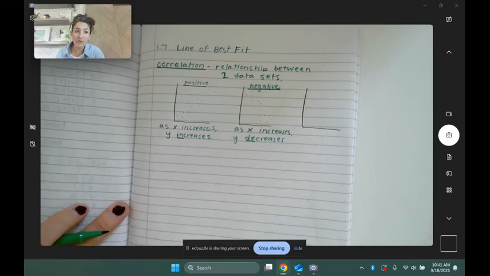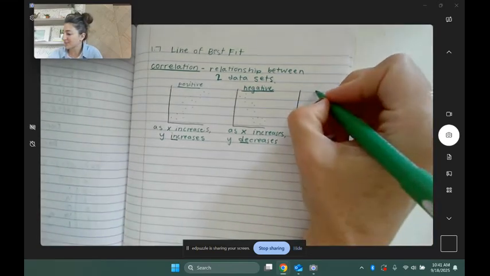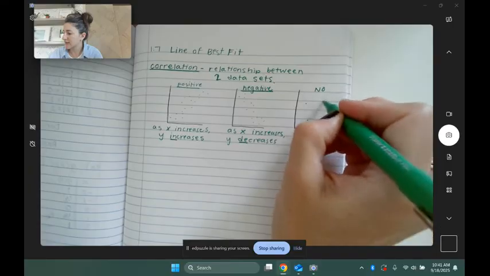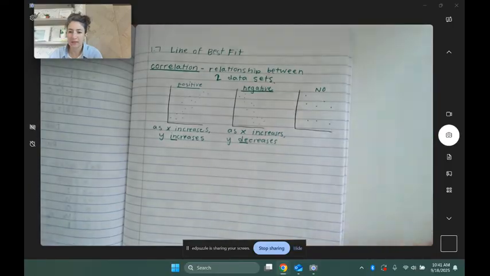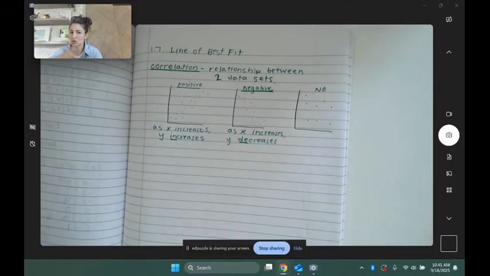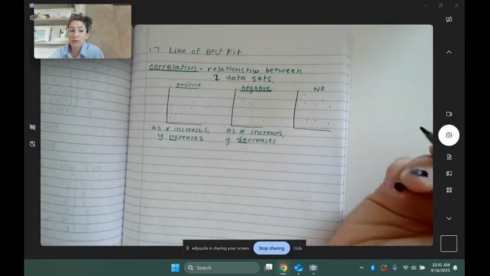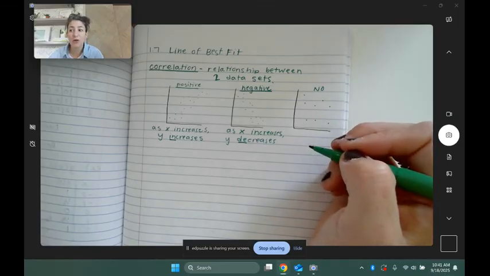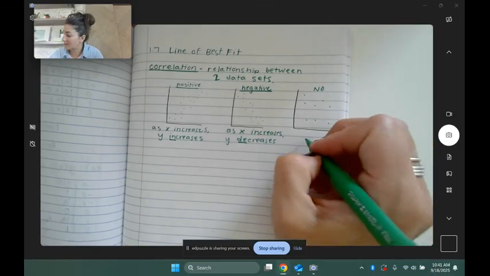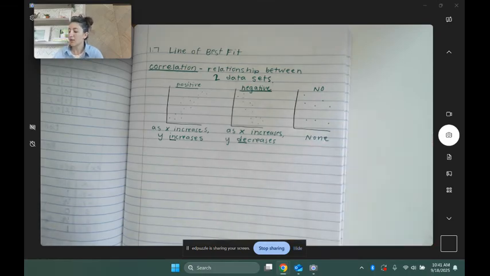Much more rare, but there are also graphs with no correlation. They might look all over the place, like the number of pillows on your bed. It's totally arbitrary. There's no correlation between age and the number of pillows you have. This just shows no relationship. They're not correlated, not related.